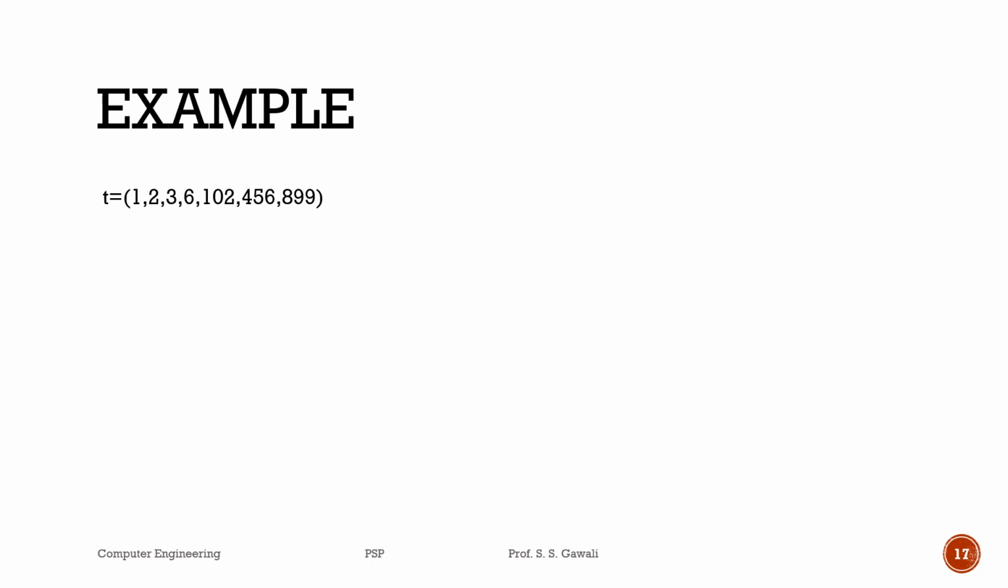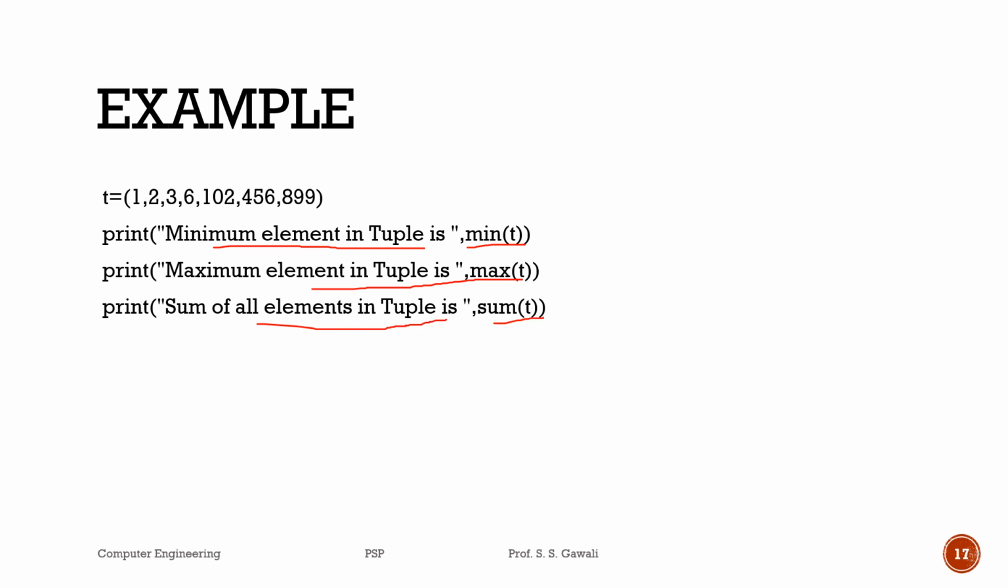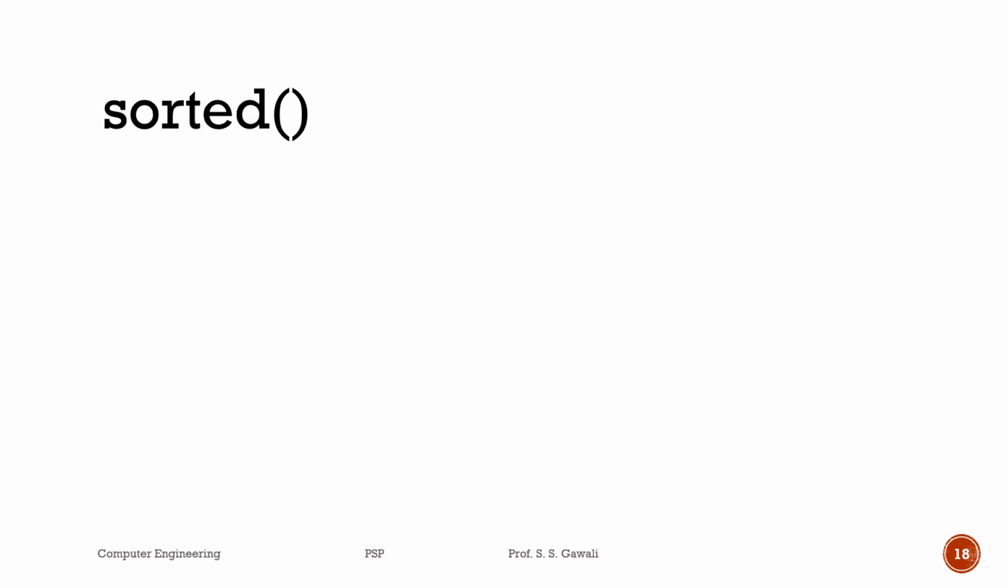So I have here the tuple 1, 2, 3, 6, 1, 0, 2, 4, 5, 6 and 8, 9, 9. So print minimum element in tuple is min of t. So it's going to return the minimum value present in the tuple. What is the answer for this one? It is 1. Now maximum element in t, the maximum value present in the tuple. Sum of elements in the tuple t. So sum of t, it's going to return the sum of all the elements in the tuple.